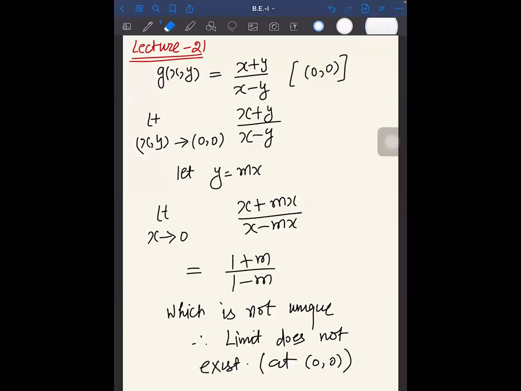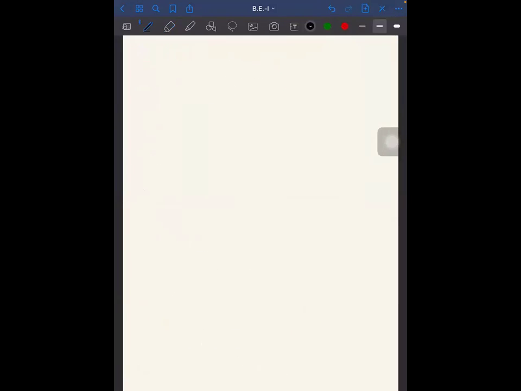Sure, sir. Okay, got that. So we have the next question. f of (x, y), again we'll be checking the limit along the origin. So can anybody suggest some path?